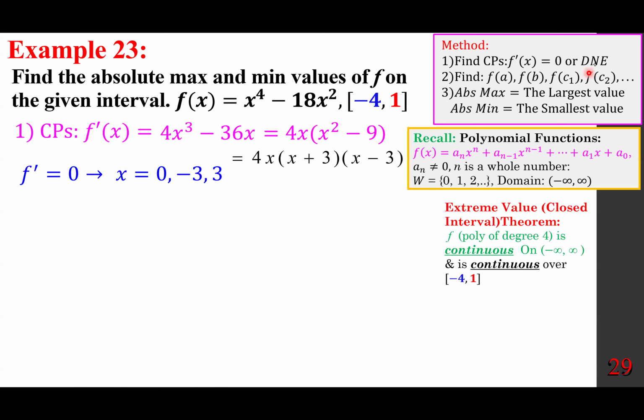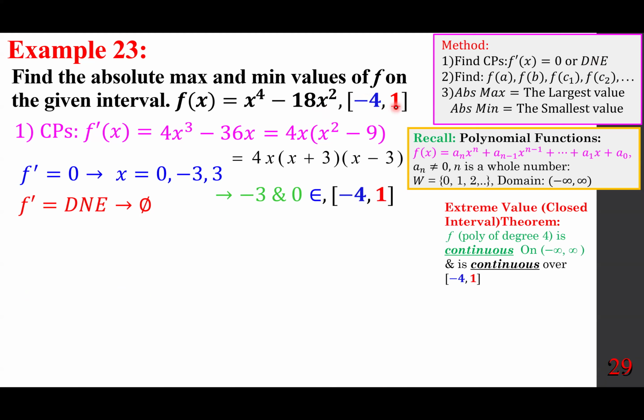f prime doesn't exist. That doesn't produce any solution. Remember, phi represents an empty set. The reason is that f prime itself is a polynomial of degree 3. So there are three answers. We check the given interval. 0 is in between. Yes. Negative 3 is in between. Yes. Positive 3, no. Positive 3 is larger than 1. It's outside, so we can't use that.